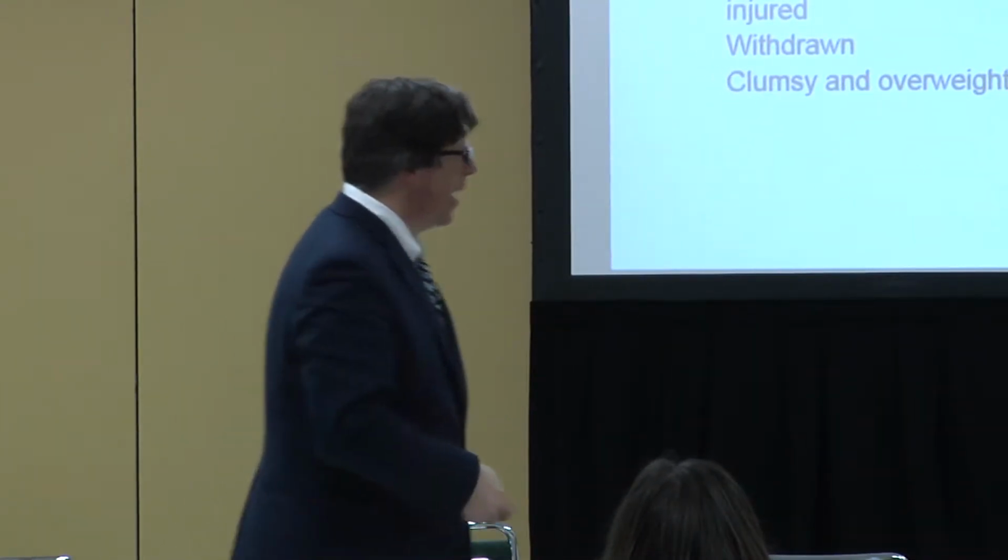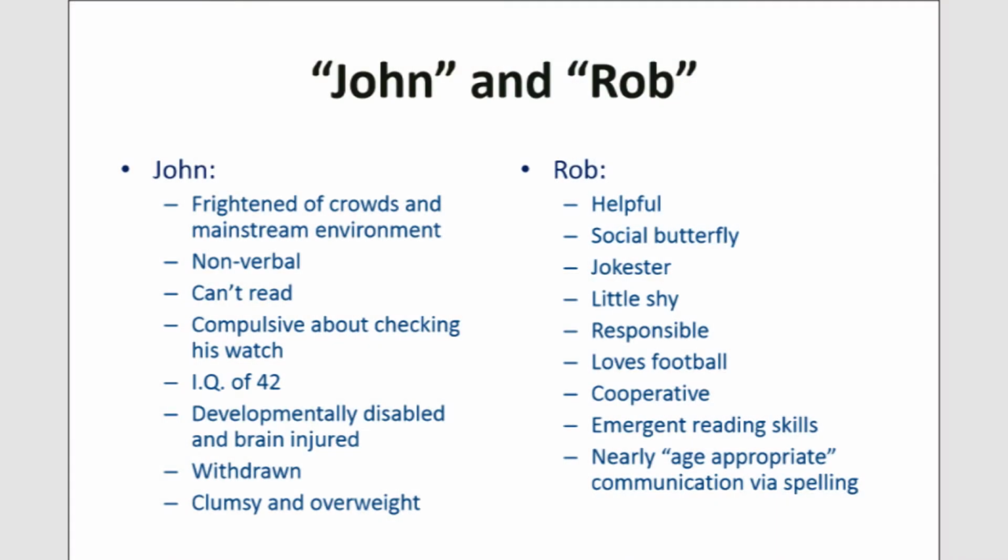John's team described John as frightened of crowds and mainstream environments. Nonverbal. He can't read. He's compulsive about checking his watch. He has an IQ of 42, developmentally disabled and brain injured. He's withdrawn. He's clumsy, and he's a bit overweight. Just to throw that in there for good measure.